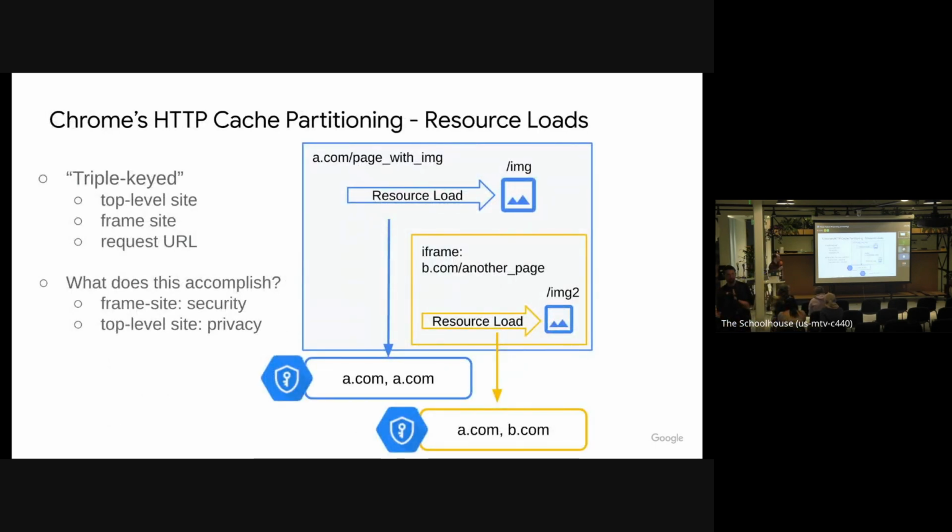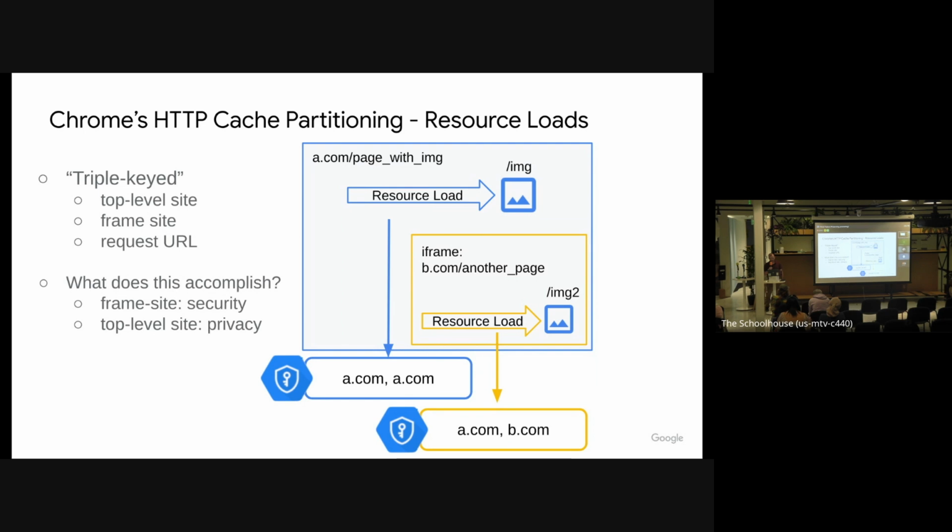So this is what the cache partitioning scheme looks like in Chrome for resource loads. These are easier to think about conceptually. We usually say that the cache is triple keyed, which means that it factors in the top level site, the frame site, and the request URL. So we have a diagram here. At the top, we have a.com page with image, a page that just fetches an image. The resource load from this top level context will have a top level site of a.com, a frame site of a.com, and then of course the request URL. So this is the triple key for that resource load.